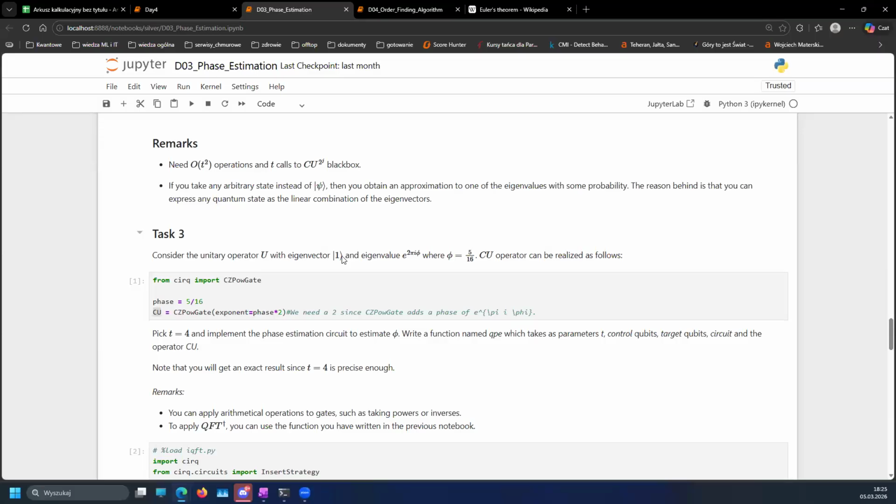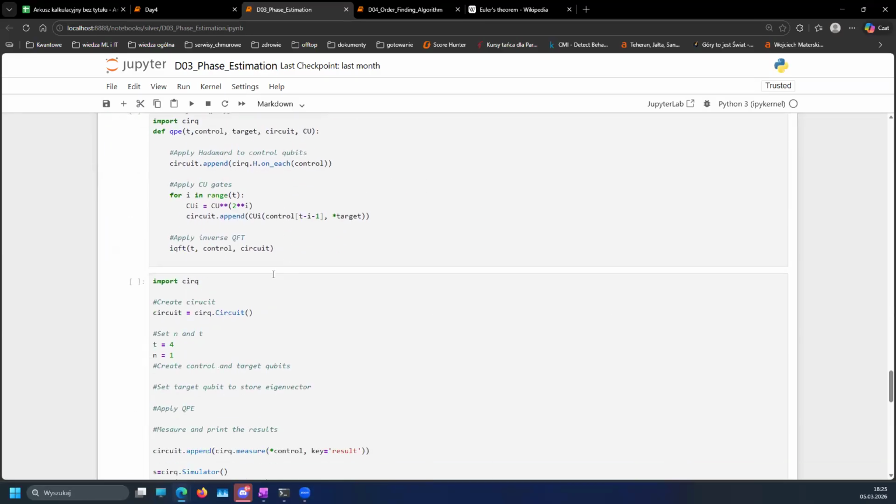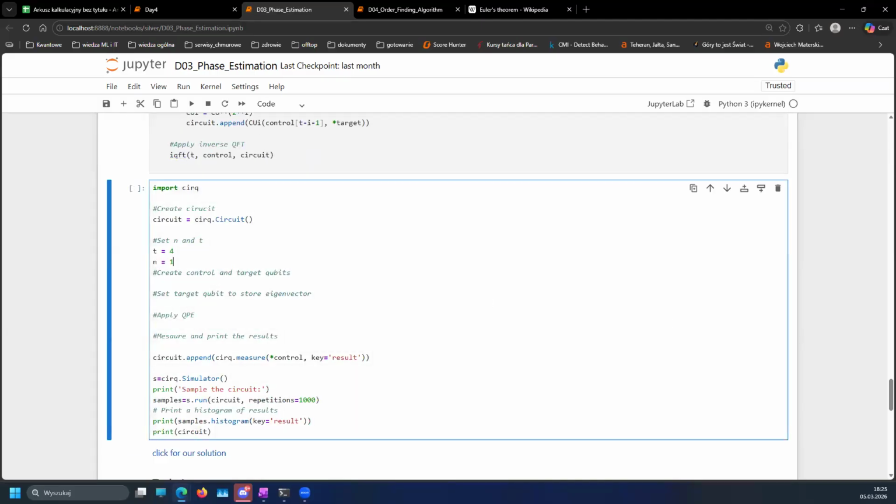If it would have 2 qubits, we would need an eigenvector that would have 4 elements, and ket 1 has 2 elements. And if the eigenvector would have 8 elements, then we would have n equal to 3, so 3 qubits in a target register, and so on and so on. So we can deduce the number of qubits in a target register just by looking at the size of an eigenvector of our operator. And so this is n equal to 1.